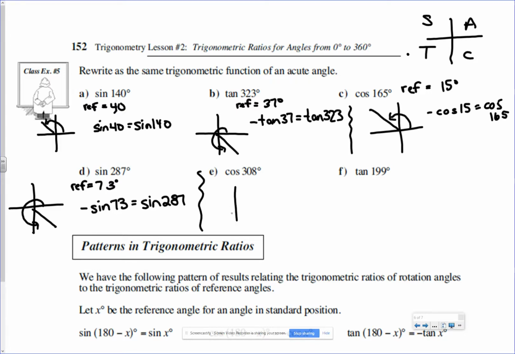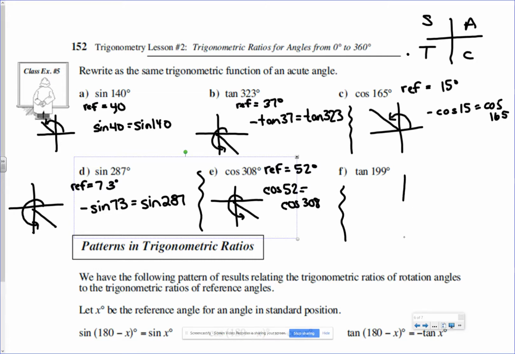If I looked at cos 308, 308 is in my fourth quadrant, so my reference angle here is 52. And then cosine is positive in the fourth quadrant, so my cos of 52 should be the same answer as my cos of 308. And then my last one here, I have tan of 199, which is in that quadrant, which gives me a reference angle of 19 degrees. Tan is positive in that quadrant, so tan of 19 should give me the same answer as tan of 199.